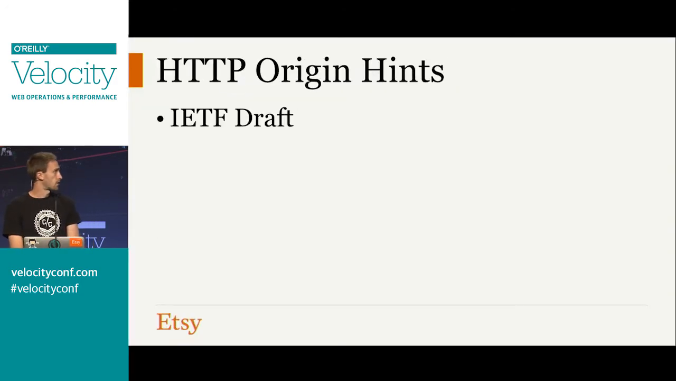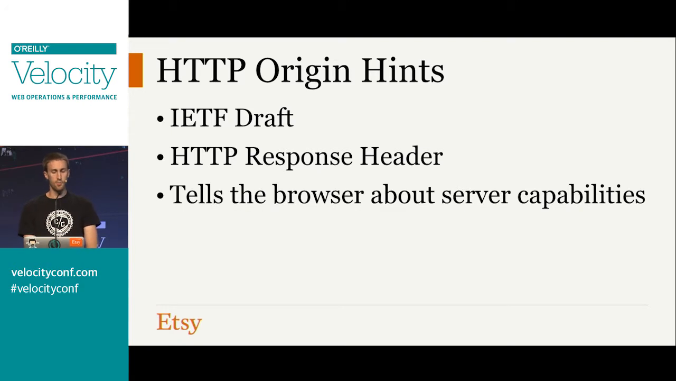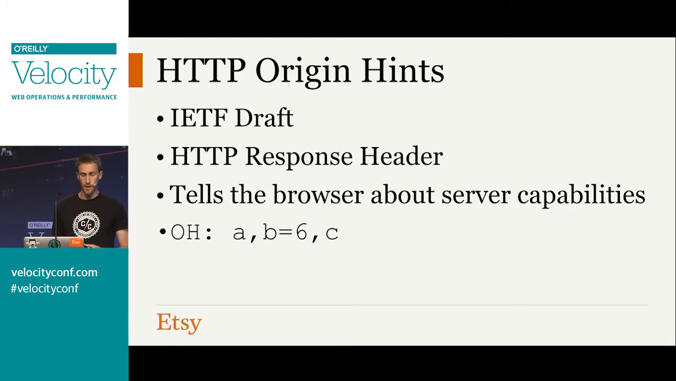Now, origin hints are currently in IETF draft, and they're implemented as an HTTP response header. The purpose of them is to tell the browser about server capabilities. So an example might look like this. You have this OH header designation, and then a hint, another hint with a value, and then a third hint, etc.